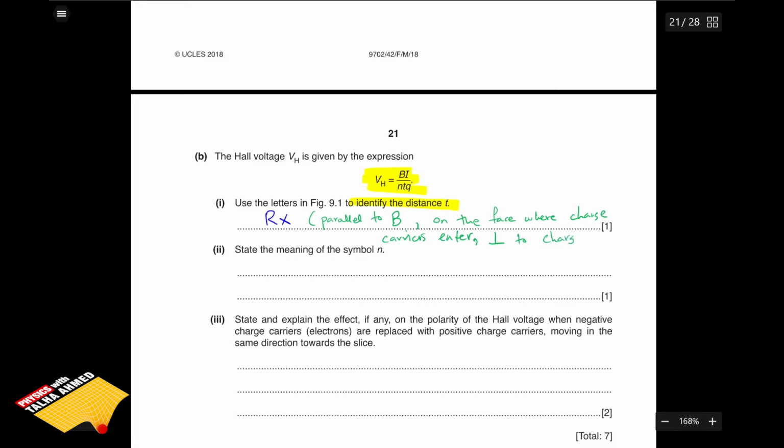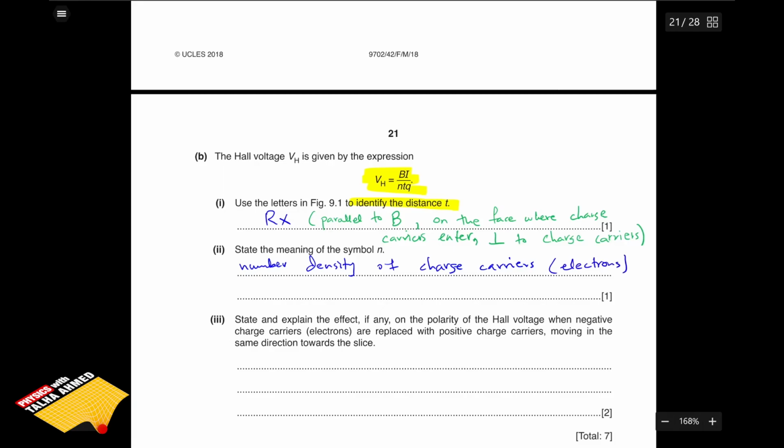But it's always good to remember the entire derivation, and if you understand that fully, then these questions are not really hard to answer. Anyways, part 2 is asking to state the meaning of the symbol n. Well, you should know that it is called the number density of charge carriers. In this case, those charge carriers are the negative electrons, so we can also say the number density of electrons.